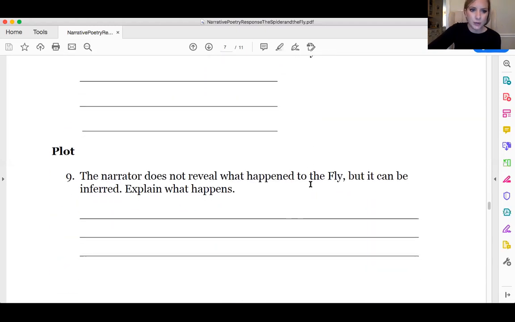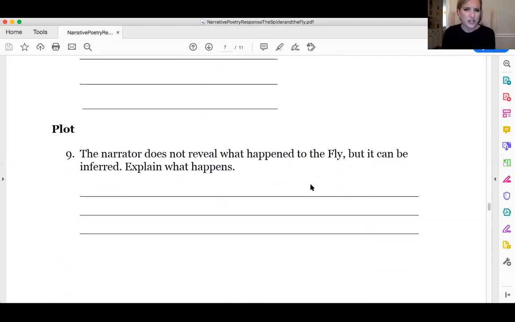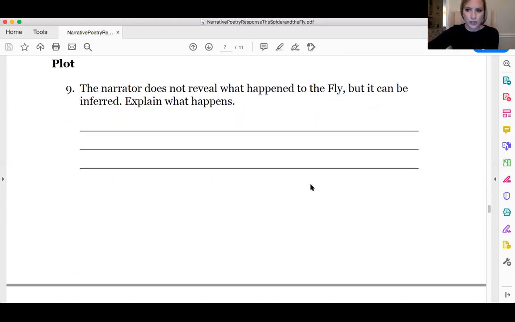And finally, number 9. The narrator doesn't reveal what exactly happens to the fly, but it can be inferred, right? It can be predicted what happens to the fly. Well, if you didn't figure it out, the spider eats the fly, right? She is entangled in his cunning web. So that's our close reading.